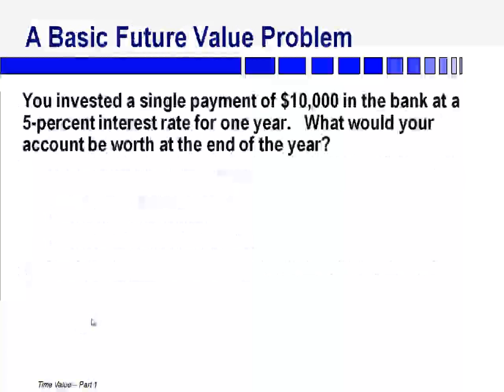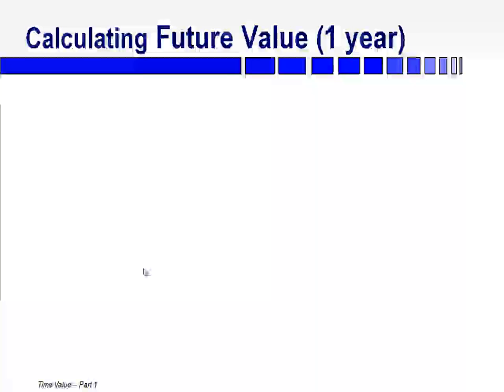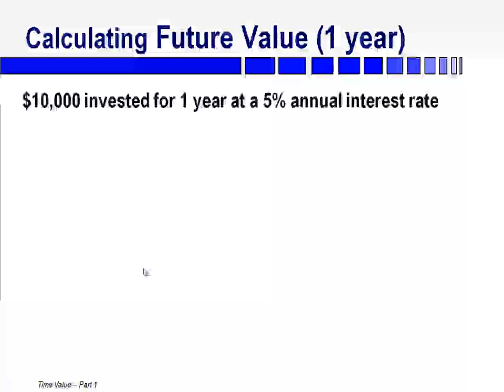Let's assume that you put $10,000 in the bank and that it earned a 5% interest rate for 1 year's time. What would you have at the end of the year? The answer, of course, is $10,500. Now that may seem pretty obvious, but let's break things down to see if we can get a little more understanding of how this process works.